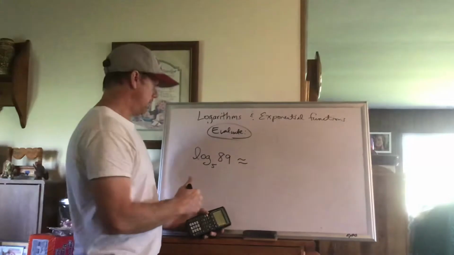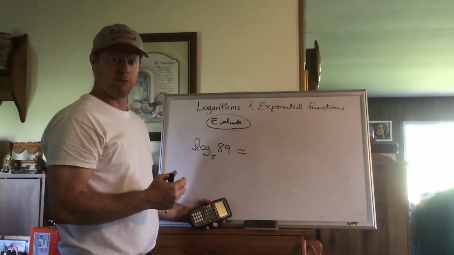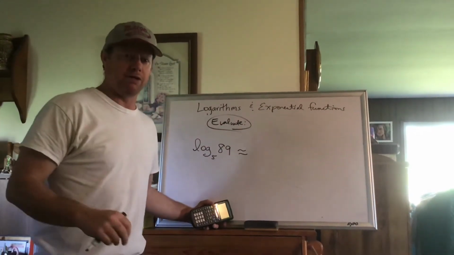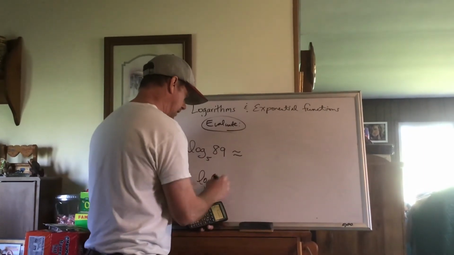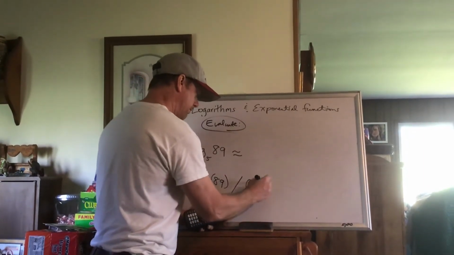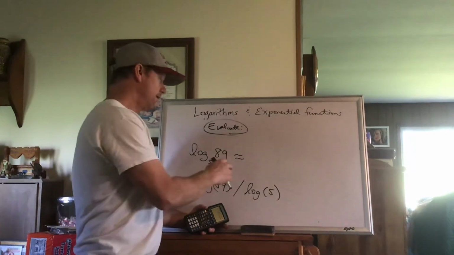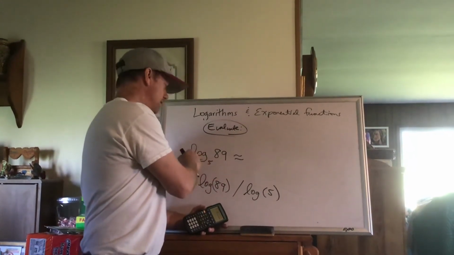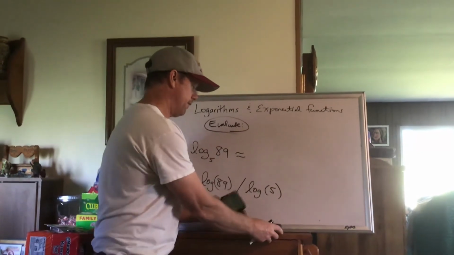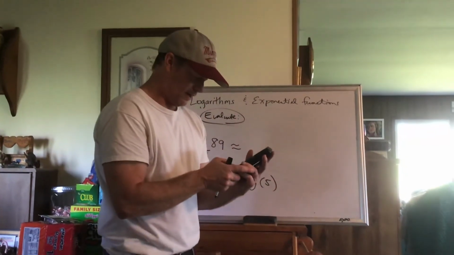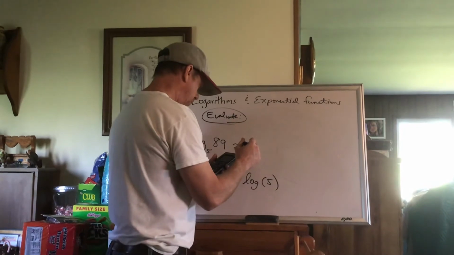I want you to evaluate this log subscript 5 of 89. You can't just type it in your calculator because this guy doesn't have its normal base. So you've got to use the change of base formula. To figure out this answer, you're going to have to take the log of 89 divided by the log of your subscripted guy. What you need to remember when you utilize the change of base formula is that you always divide by the log of your subscripted guy. So you take the log of whatever's out here and divide it by the log of your subscripted guy. If I do that, log of 89 divided by the log of 5, it is approximately 2.79.